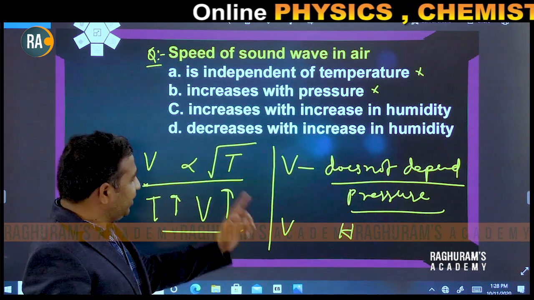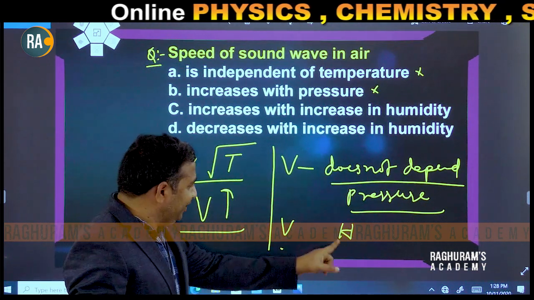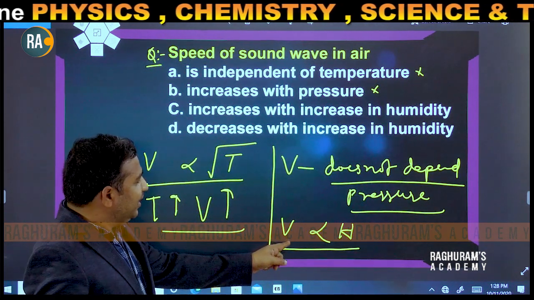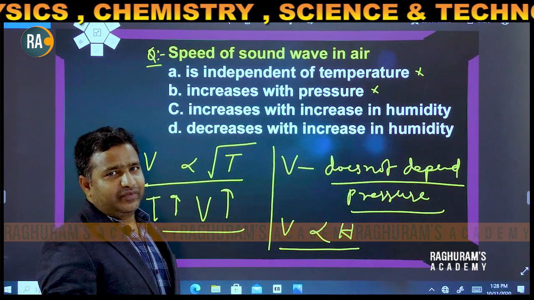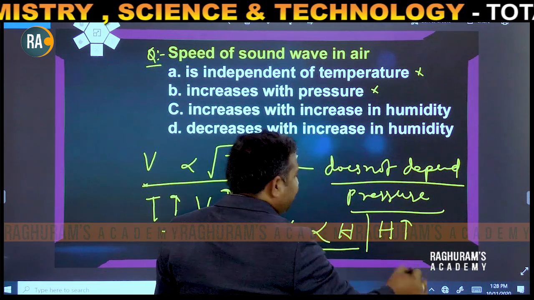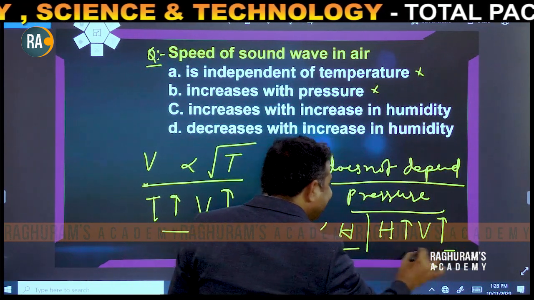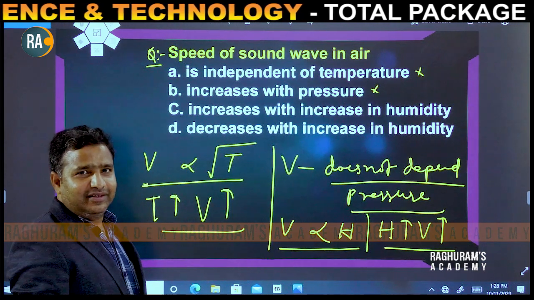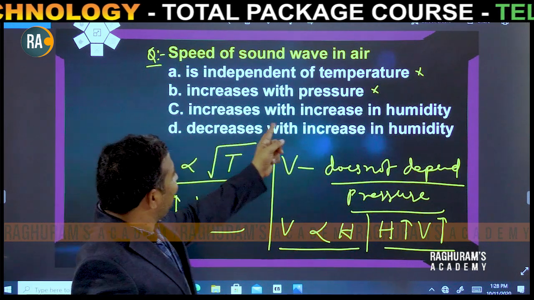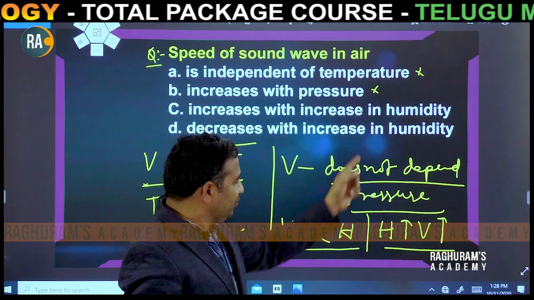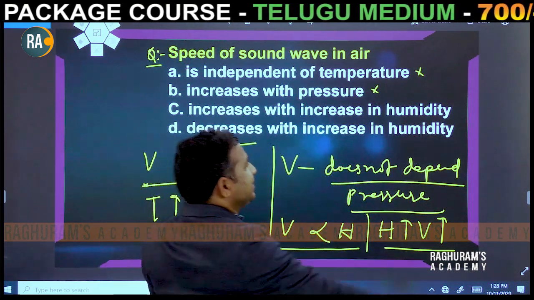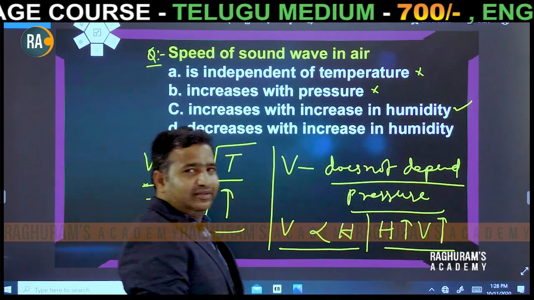The relation between velocity of sound and humidity is directly proportional. Velocity of sound is directly proportional to humidity. That's why if we increase the humidity, the velocity of sound also increases. Both increase, because the relation between them is directly proportional. So increases with increase in humidity, both increase. That's why option C is the right answer.